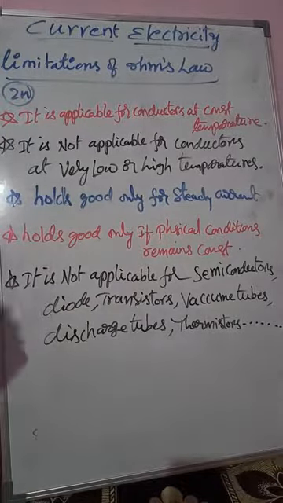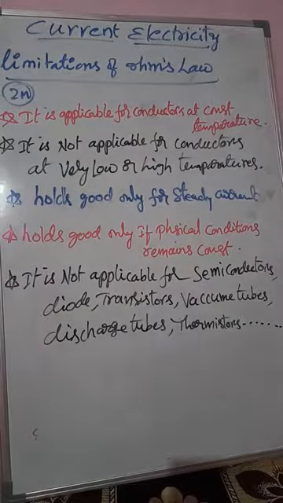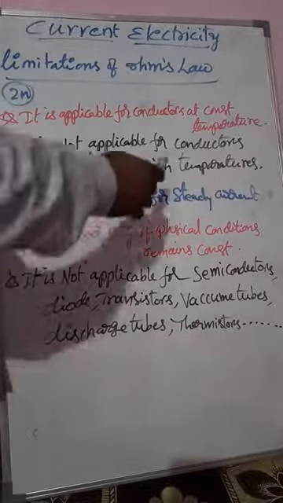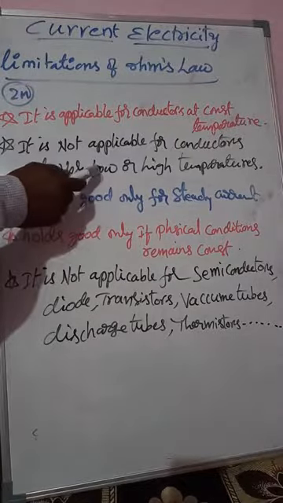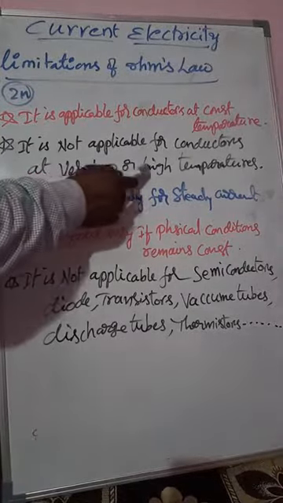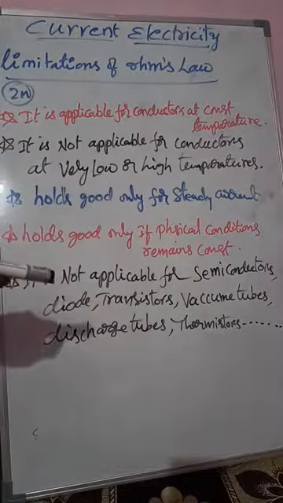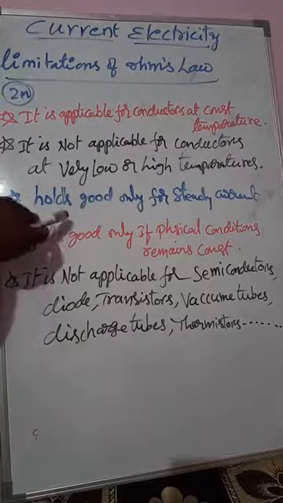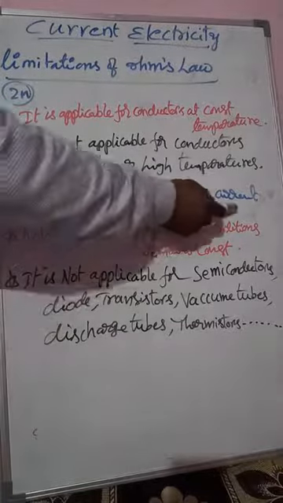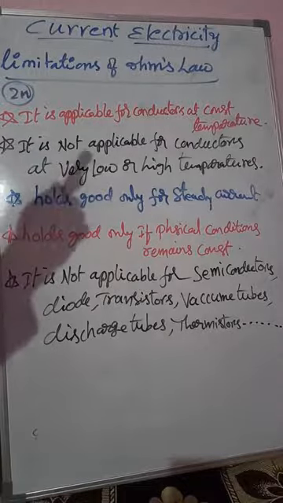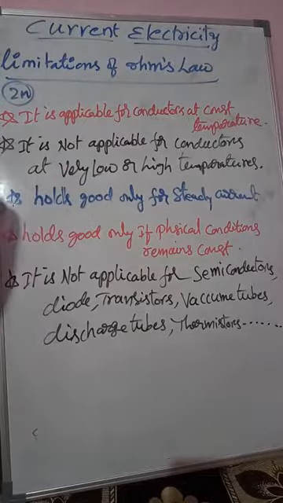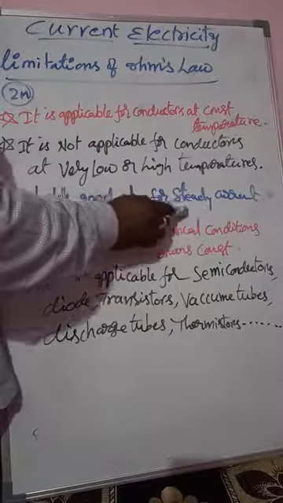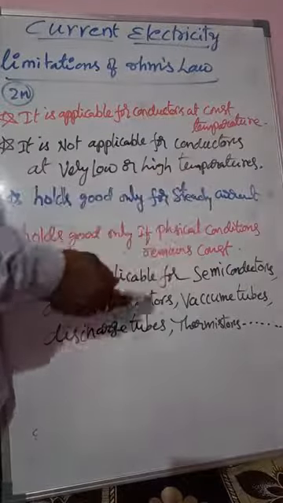Clear? The devices which obey are ohmic devices. The devices which don't obey Ohm's law are called non-ohmic devices. So, if temperature is constant, it obeys Ohm's law. That is the limitation. If the temperature is varied, very low or very high, then Ohm's law is not obeyed. Clear? Ohm's law holds for which currents? Steady current. That's why ohmic devices follow steady current. Non-ohmic devices follow variable current.